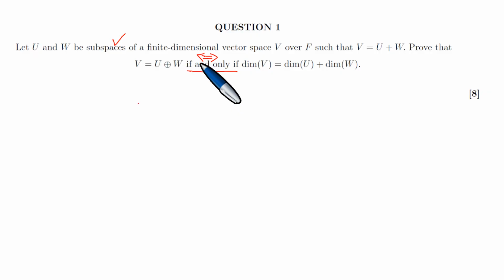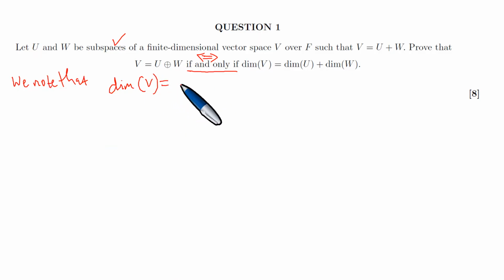So there are a couple of things that we can consider here. Right, we need to note first and foremost the dimension of the vector space V. Because V is U plus W, the dimension of V is the dimension of U plus W.